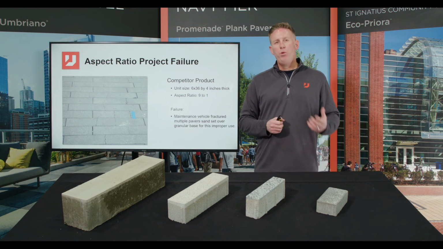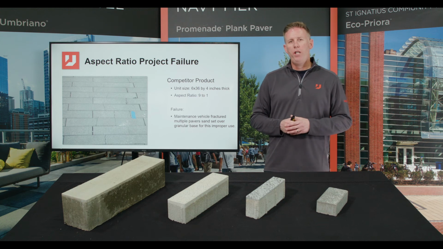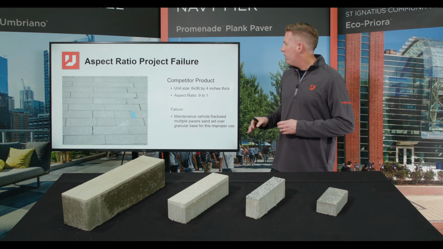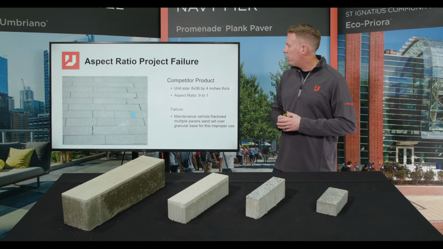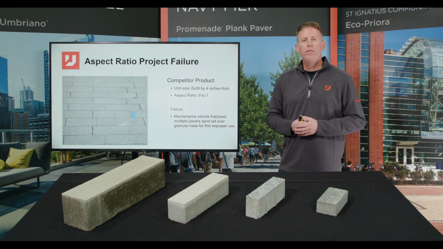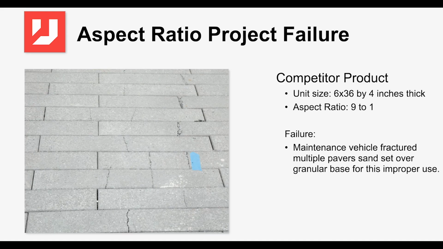Now, if you're using the improper aspect ratio for your application like this loading deck, this had some 6 by 36 inch, 4-inch units with an aspect ratio of 9:1, and when they drove those forklifts across this area, it snapped all these pavers in half. So this was not a Unilock product, and we did not recommend this product for this use.